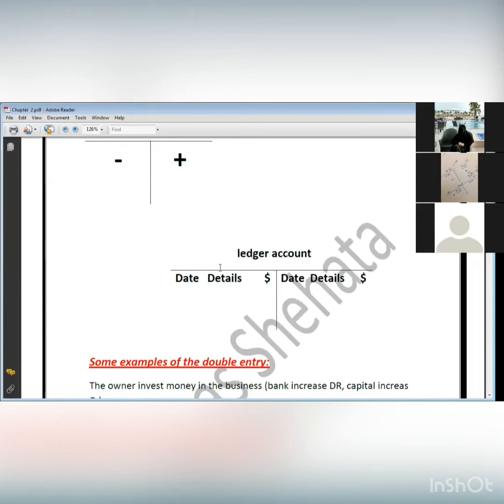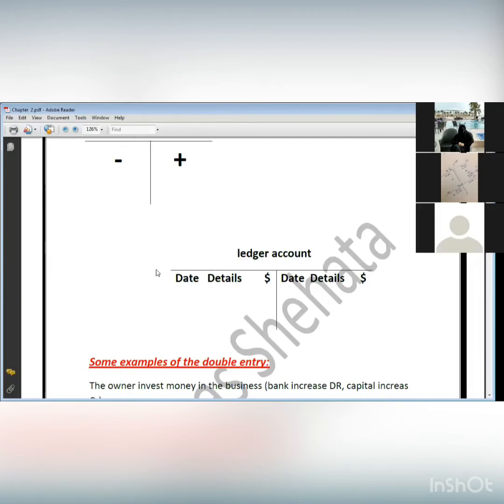What happened to your bank? My bank decreases. Why does it decrease? Because I took money from my bank, so it will decrease. So in this case, I have to open two accounts for each transaction: one account for bank and one account for vehicle.